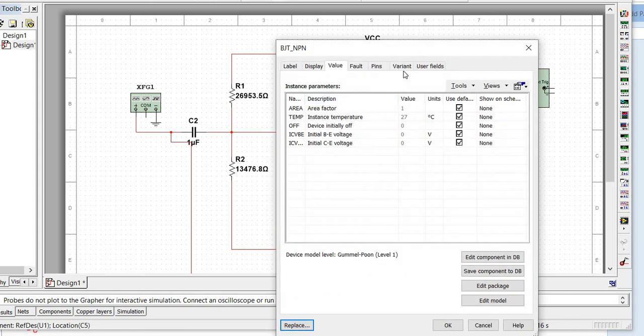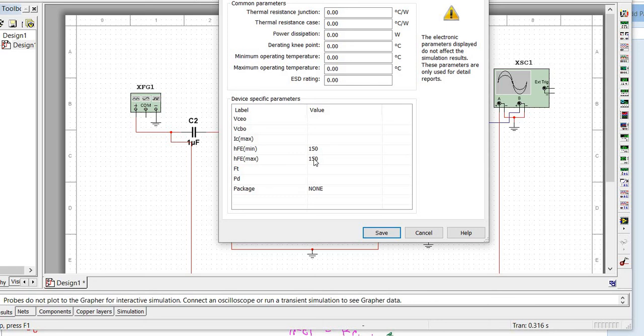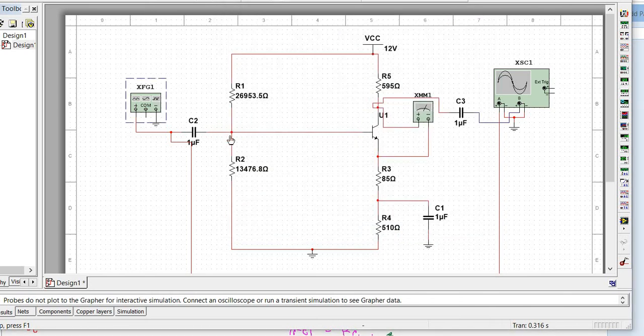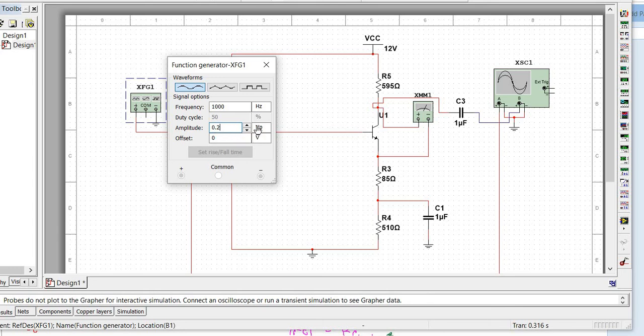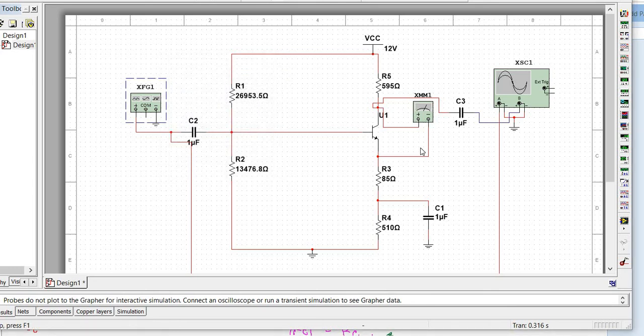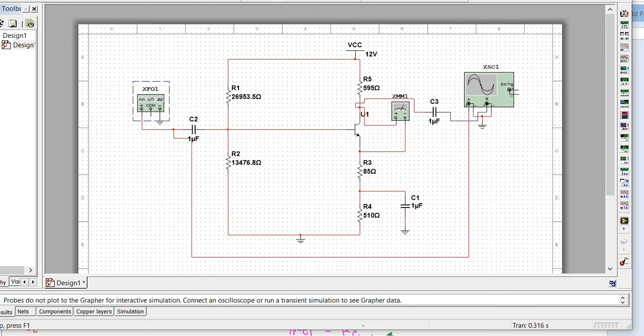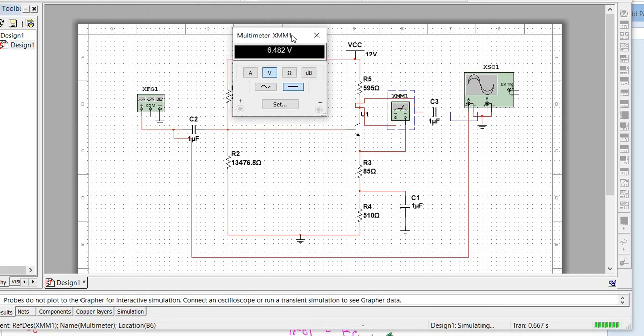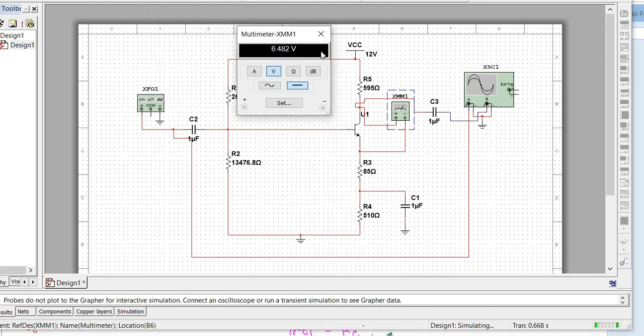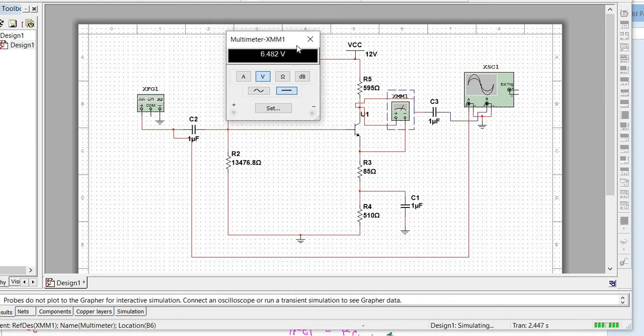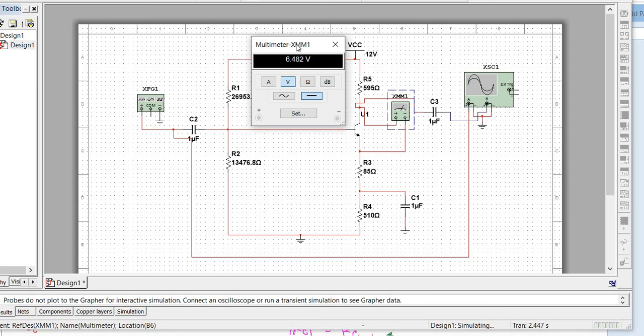Okay, so I've modified this one. It has an HFE of 150, just like what we solved. We're going to use 0.2 volts peak, and the frequency would be 1 hertz. As you can see, this is the configuration. Now we're going to run it. First, as you notice, we have almost half of the VCC, but due to the simplicity and the assumptions we've made, it's not exact. But as you can see, it's near the half.